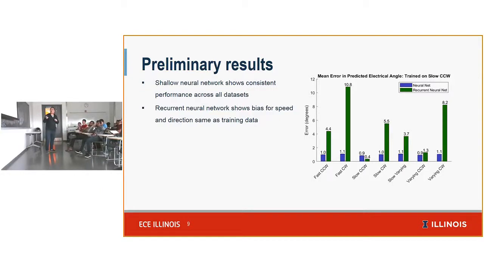Whereas for the recurrent neural network, it shows a very strong bias for a certain direction. Since it was trained on a counterclockwise data set, for all of the counterclockwise data sets it shows a much better performance compared to the clockwise data sets. So this suggests that the recurrent neural network can be, in some cases, better or equal performing to a shallow neural net, but it has to be trained to accommodate more cases.